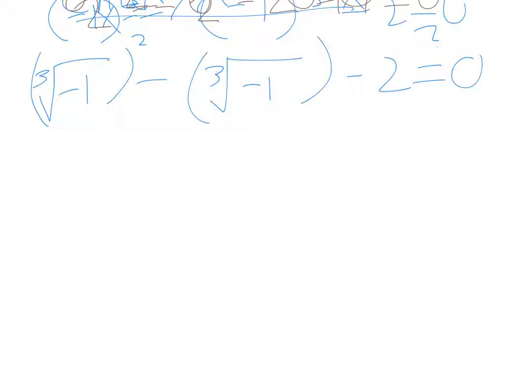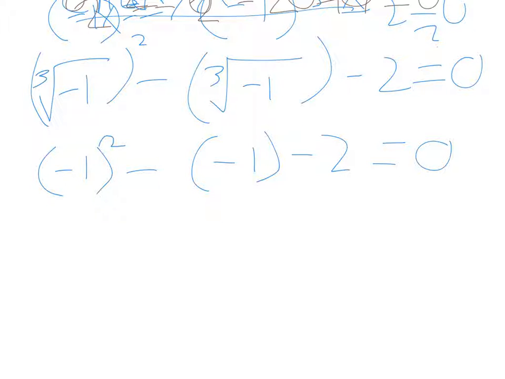So now, the cubed root of negative 1, that's just what number do you multiply by itself 3 times to get negative 1. And we know that negative 1 times negative 1 times negative 1 again gets you negative 1, so that'd be negative 1 squared, minus the cubed root of negative 1, we just said was negative 1, and then minus 2 is equal to 0.